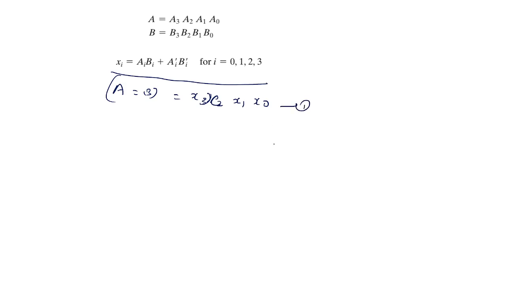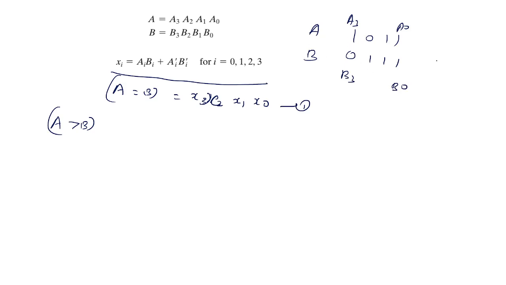So next I need to find out the A greater than B equation. Next I have to write for A greater than B. So let us take an example. I am taking this example. This is A and this is B. A3 to A0, this is B3 to B0. I want to check whether A is greater than B or not.